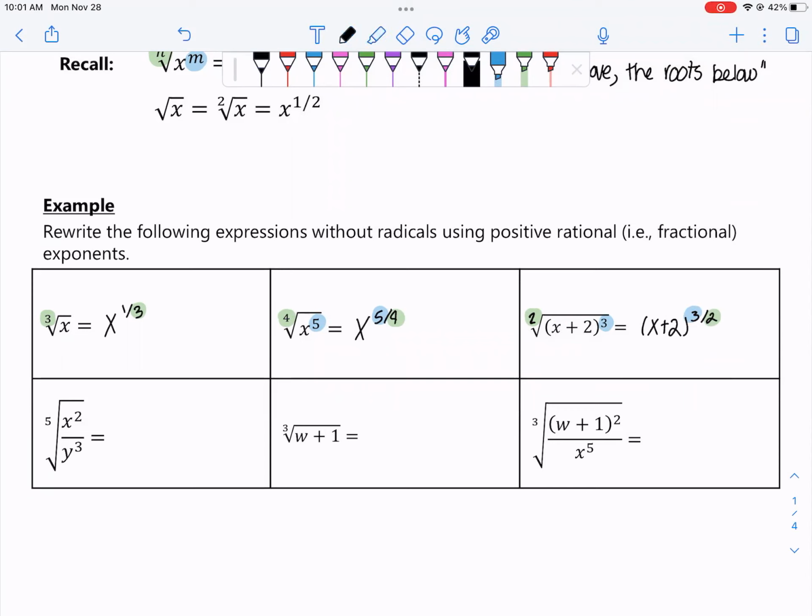For fractions, we can give this radical to the numerator and the denominator. So this 5th root, we could give to the numerator and to the denominator. So if we rewrite that, the 5th root of x squared would be x raised to the power 2, root 5, 2/5. For the 5th root of y cubed, y has a power of 3 and a root of 5, so raised to the 3/5.